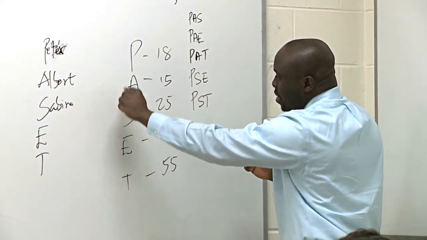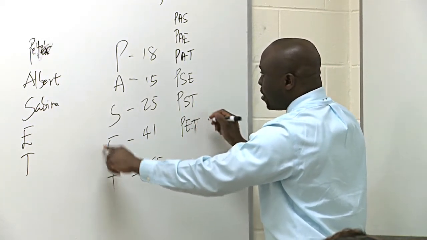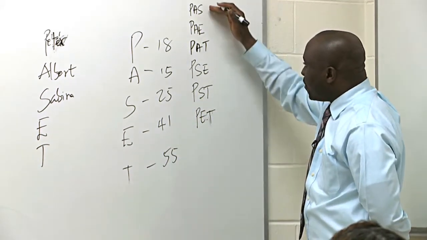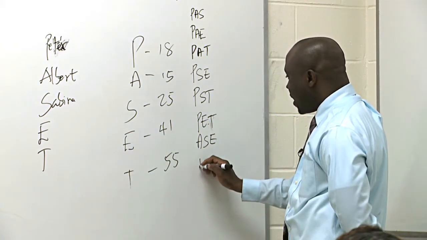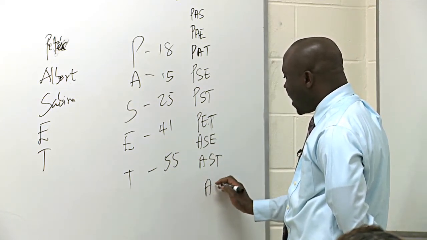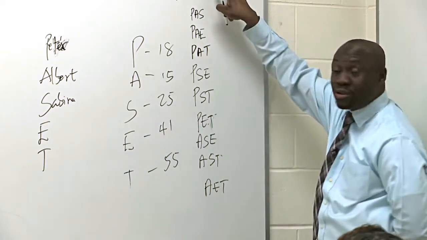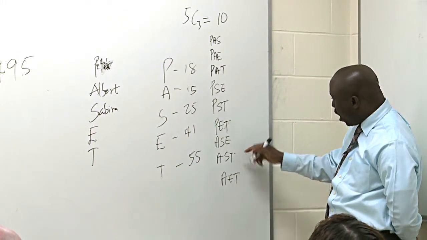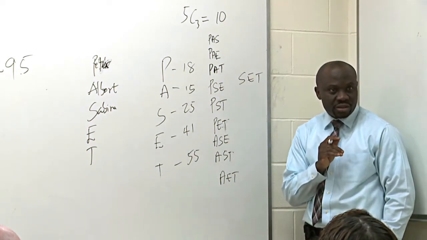We're going to have Peter, A, E, right? Peter, Ernesto, and Trina. Now we can also have A, S, E, right? A, S, T. We can also have A, E, T. How many are left? 1, 2, 3, 4, 5, 6, 7, 8, 9. Remember, we were supposed to have 10 of them. 1 is left: S, E, T. So these are the different 10 combinations, right?